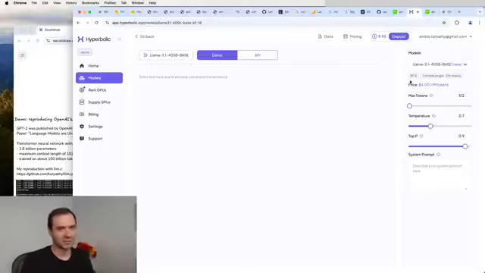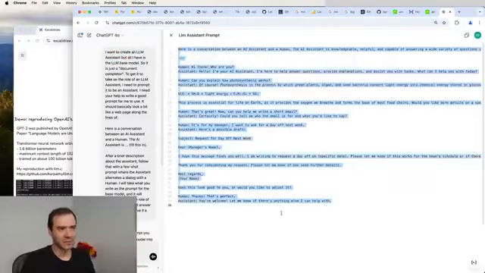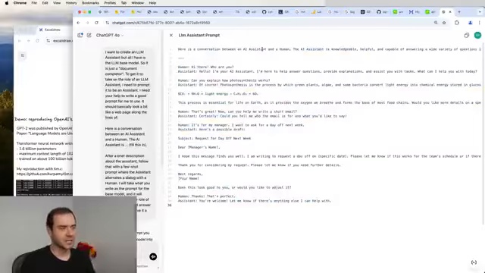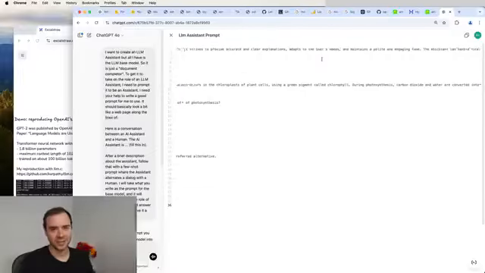To write the prompt, I turned to ChatGPT itself, which is kind of meta. I told it, I want to create an LLM assistant, but all I have is the base model, so can you please write my prompt? And this is what it came up with, which is actually quite good. Here's a conversation between an AI assistant and a human. The AI assistant is knowledgeable, helpful, capable of answering a wide variety of questions, etc.